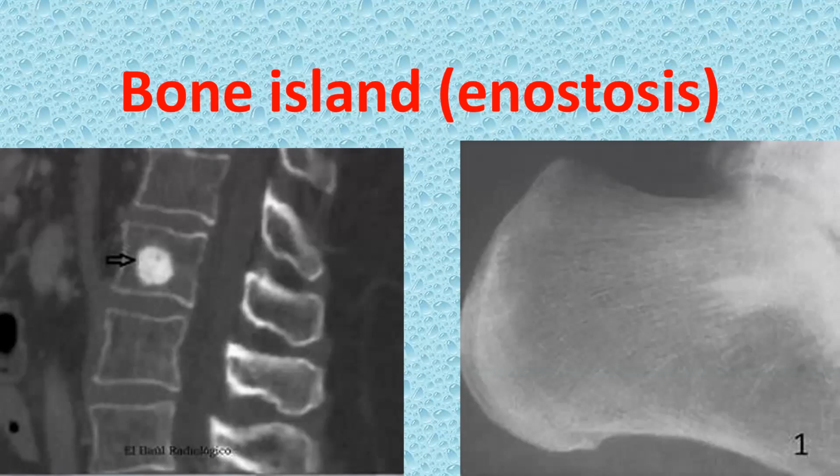Enostosis. What about it? Look at this. This is an enostosis, a bone island. Why did I say this? Look at the periphery of the lesion. It is serrated. This is typical. Another point, look at this lesion. It is a benign lesion. It has a clear demarcation between the host and the lesion.